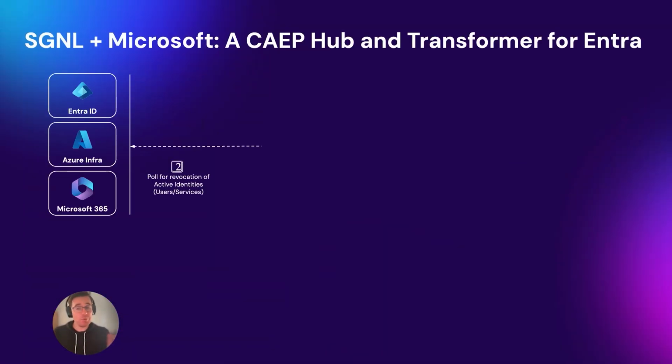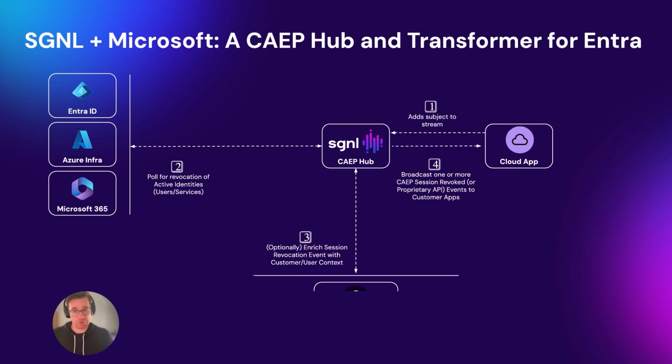Now, many organizations have a wealth of Microsoft services. They use Entra ID and they use Azure for their infrastructure, as well as Microsoft and Office 365. They also have cloud applications that live outside of the Microsoft ecosystem. And so getting the proprietary messaging and security from the Microsoft ecosystem into these cloud applications has previously been really tricky, if not impossible. This is where Signal CAEP Hub comes in.